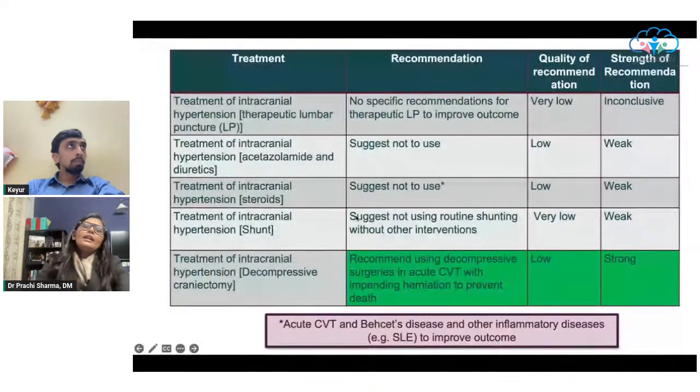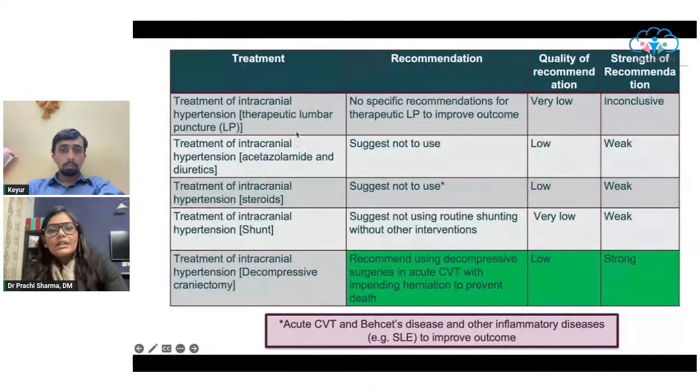And even for acetazolamide and therapeutic lumbar puncture, they give an additional remark that if the patient is having an isolated intracranial hypertension syndrome and there is a risk of vision loss in those patients, or there is very severe persistent headache, then these two maneuvers can be considered. For decompressive craniectomy, it is recommended in acute CVT, especially when there is impending herniation to prevent death.